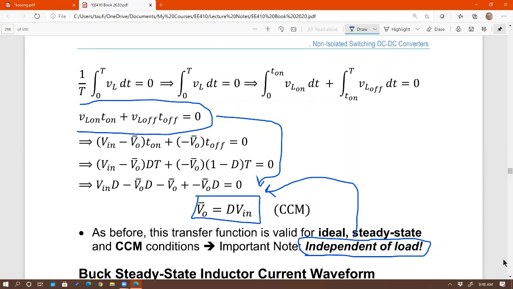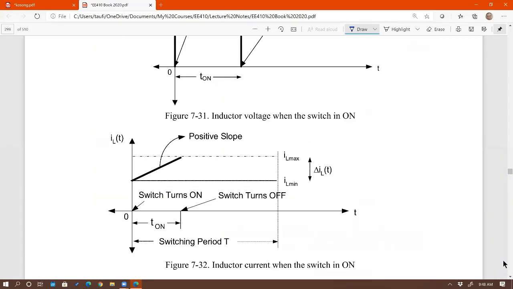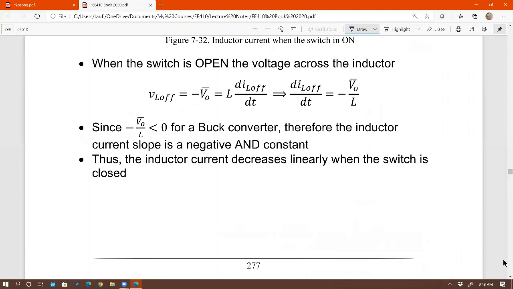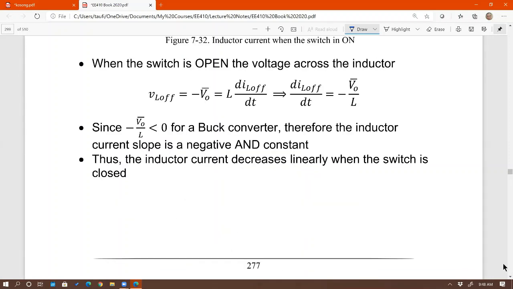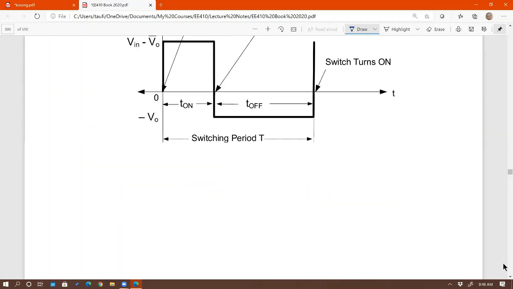And then we learned how to sketch the inductor current waveform. Why is it a triangular waveform? You can see that the slope going up is charging, because it's a positive slope. So it's a charging slope for the inductor. That happens when the switch is on. Keep that in mind: when the switch is on, we are charging the inductor. When the switch is off, we are discharging the inductor.